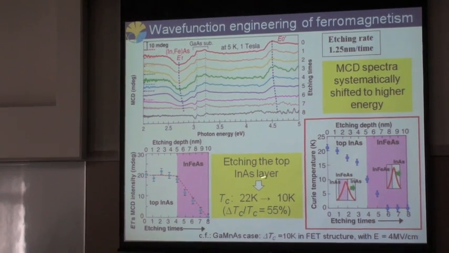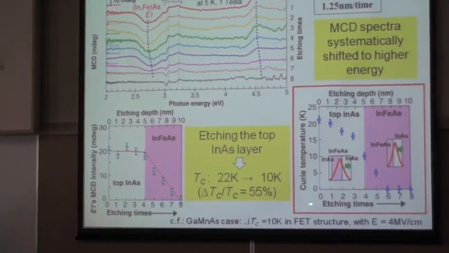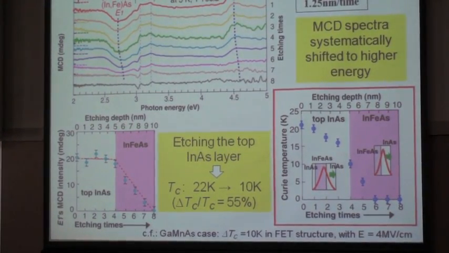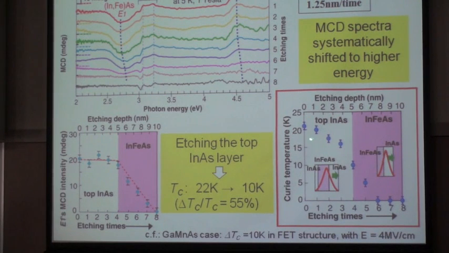And this is the Curie temperature as a function of etching time. As we expected, the Curie temperature already starts to decrease during the etching of the top indium arsenide layer, like this. And then when we start to etch the indium iron arsenide, the Curie temperature further decreases down to 0. So the important point is that although we etched only the top indium arsenide layer, the TC is decreased from 22 Kelvin to 10 Kelvin here.